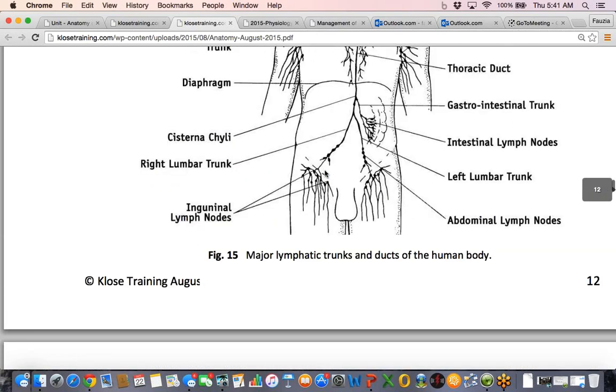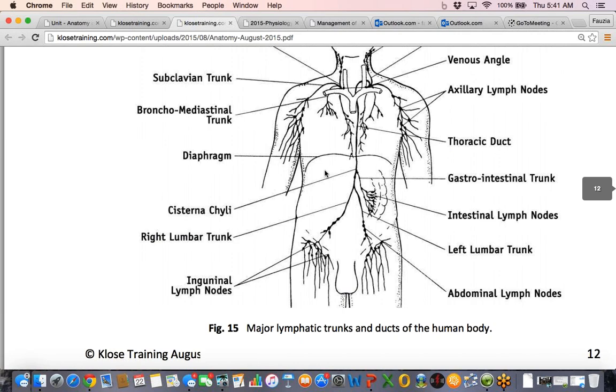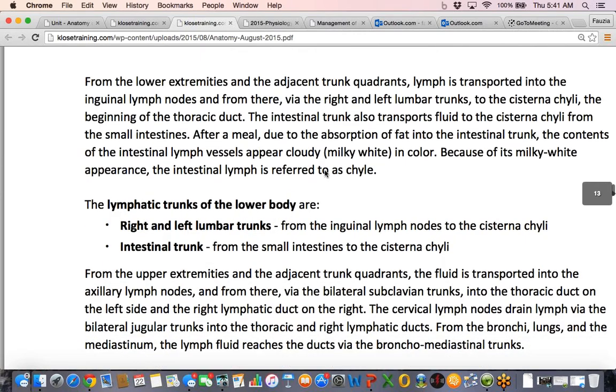Okay, moving on. Did anyone have any questions about the lymphatic trunks? No? Okay, we'll move on.